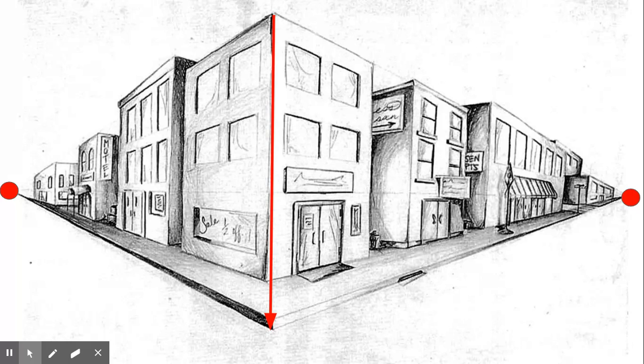Usually when you are drawing in two-point perspective, you are either drawing convex or concave. This is a convex image, meaning it looks like it's coming towards us, whereas if we were drawing the corner of a bedroom, it would look like the corner was further away from us.